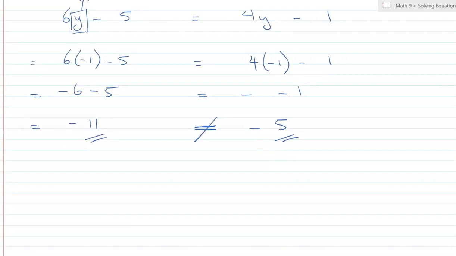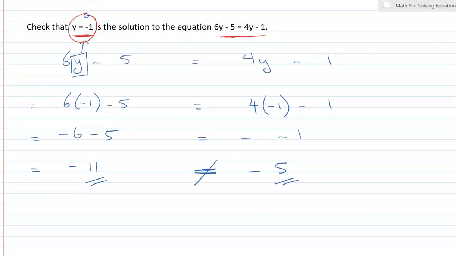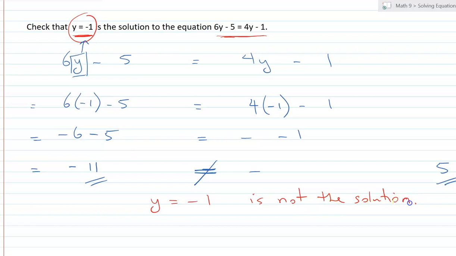So what does that mean? It means y equals -1 is not the solution. So you just proved that if you would have gone through solving this equation and ended up getting -1, when you check it, it doesn't match. The left hand side doesn't match the right hand side. That means you made a mistake. That's why you have to check your answer.